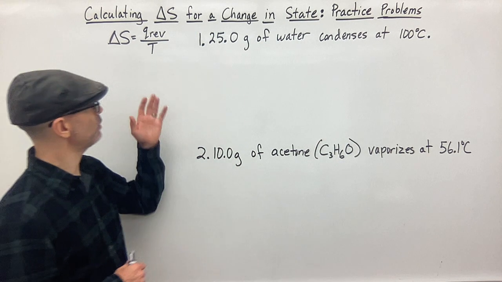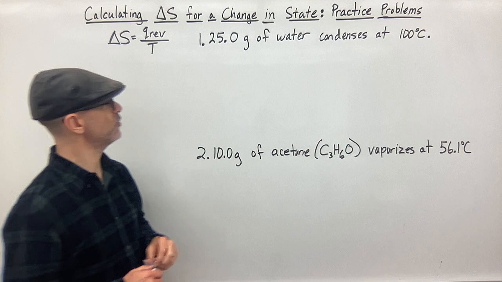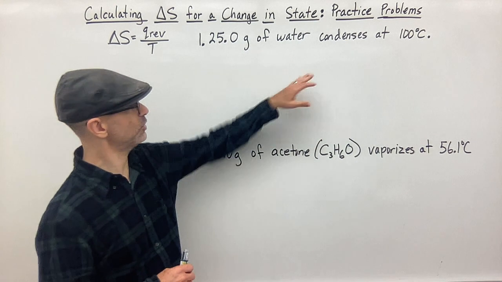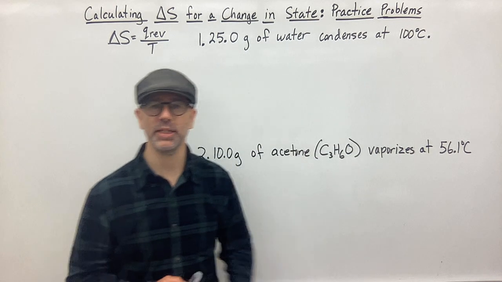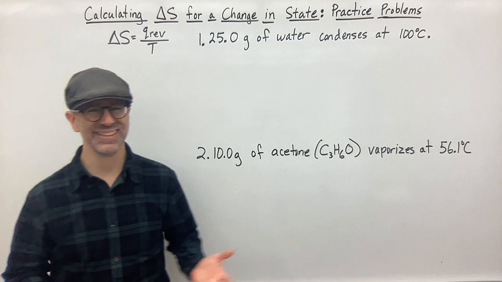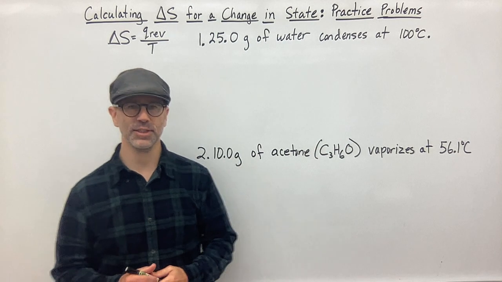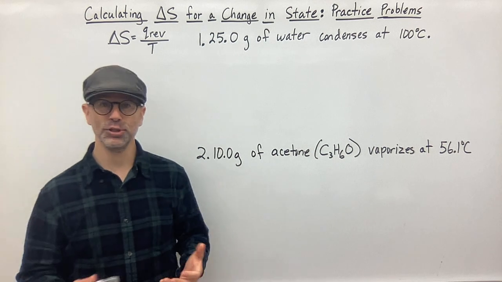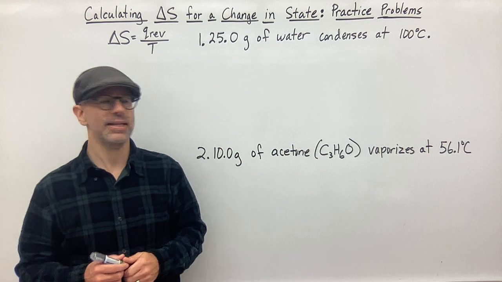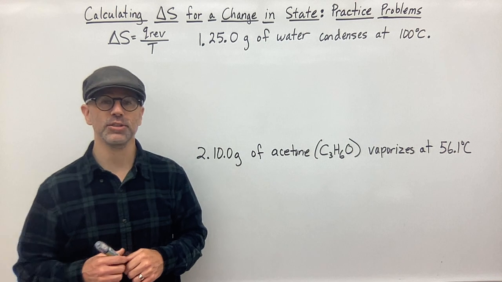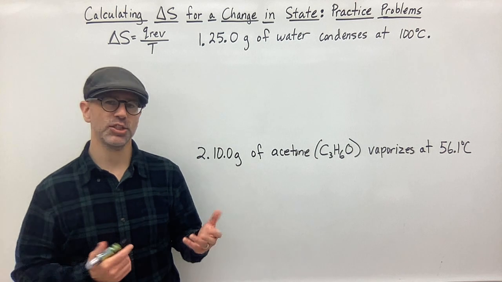In this problem, I have 25.0 grams of water and it condenses at 100 degrees Celsius. Now you're probably thinking, wait a minute, water condensing at 100 degrees Celsius? Doesn't water boil at 100 degrees Celsius? Well, that is true too. The truth is that both processes happen at 100 degrees. It just depends on which direction you're going, right?